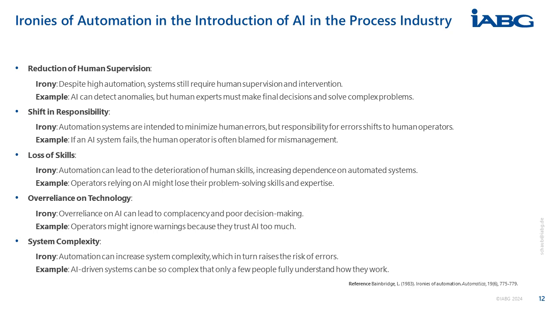Loss of skills. A significant irony of automation is the potential loss of human skills. As operators rely more on AI systems, there is a risk that their problem-solving abilities and technical expertise may deteriorate over time. For example, if operators consistently depend on AI to manage processes and solve issues, they might lose their capacity to address problems independently, leading to an increased dependence on automated systems.